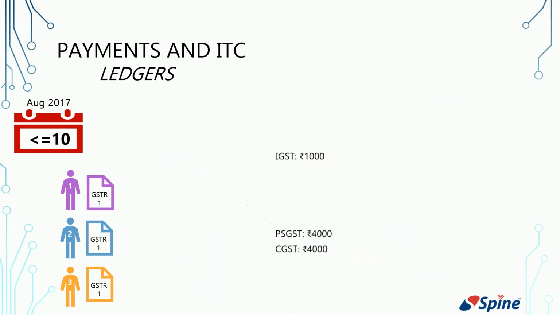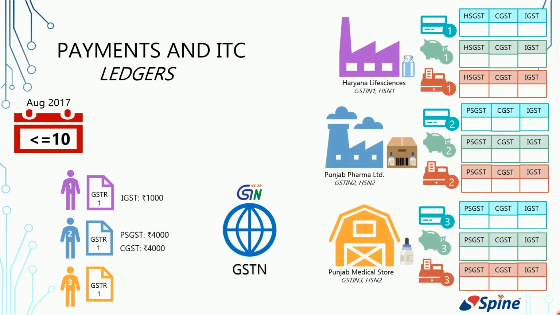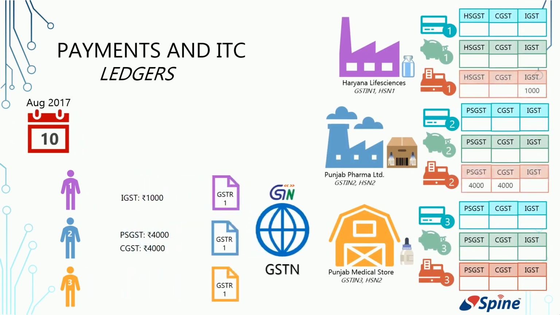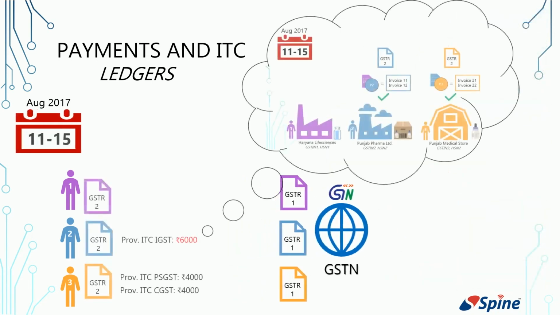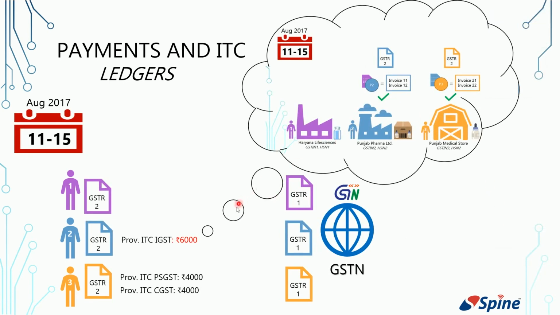This is shown here. Now, when the taxpayers upload their GSTR1 on the portal, on the 10th of August, the liability ledger of Haryana Life Sciences gets updated with 1,000 rupees in the IGST head, and that of Punjab Farmer gets updated with 4,000 in the PSGST head and 4,000 in the CGST head. Next, we had seen that Punjab Farmer had updated GSTR2A by adding one missing invoice. Punjab Medical Store had made no change.